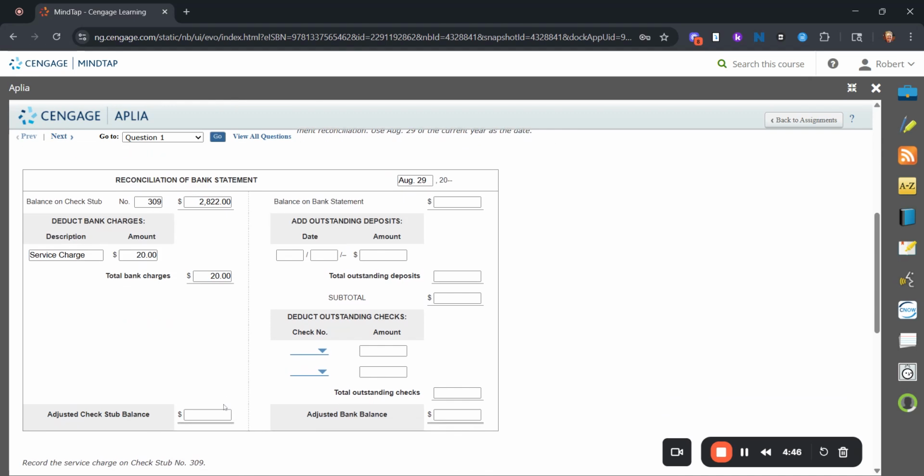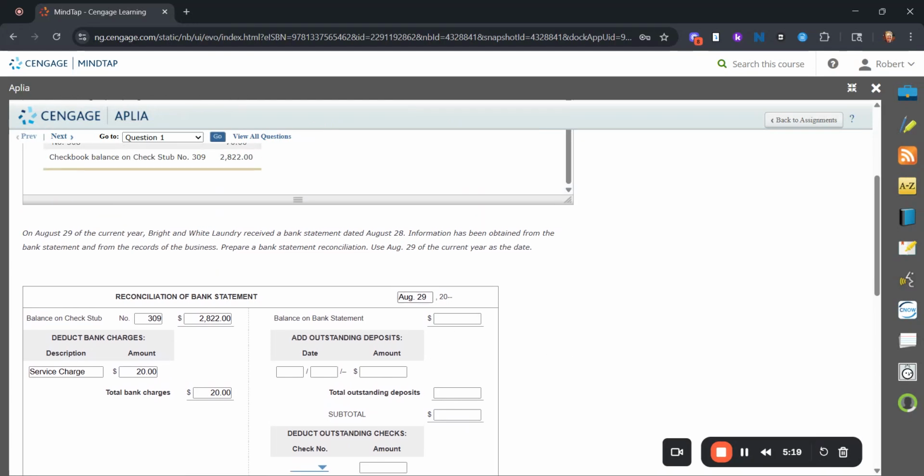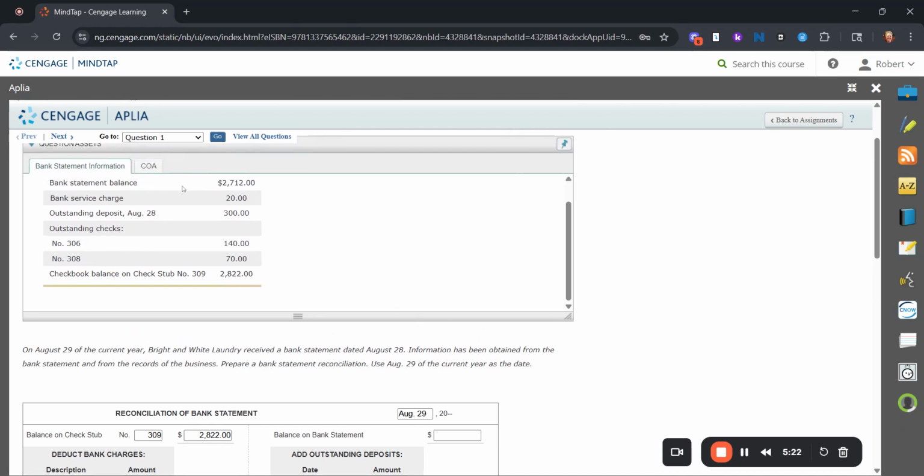So now we have to deduct that $20 from our checking account because the bank took it out as a fee for having the checking account. So $28.22 minus the $20 bank charge that was taken out gives us a new checking account balance of $28.02. Okay, so now over to the right side where it says balance on bank statement. Bank statement balance $27.12.